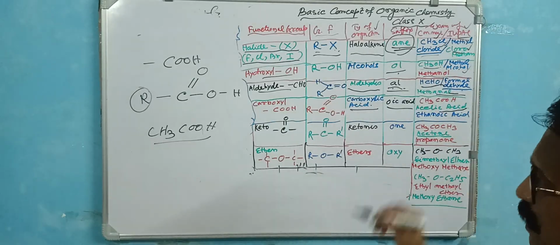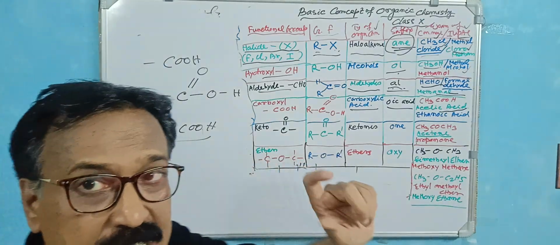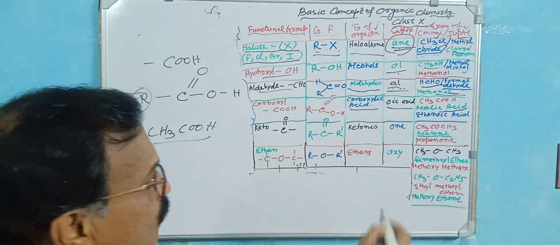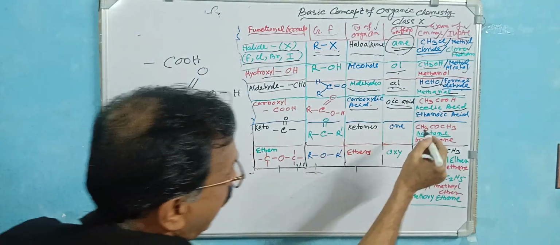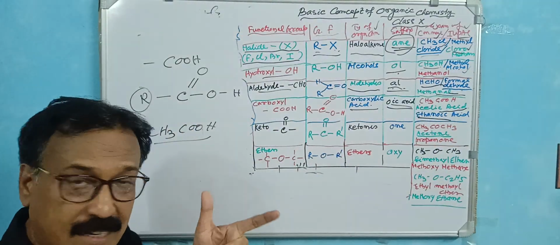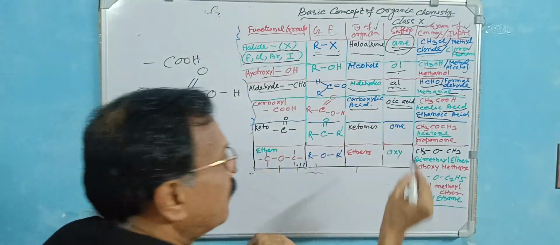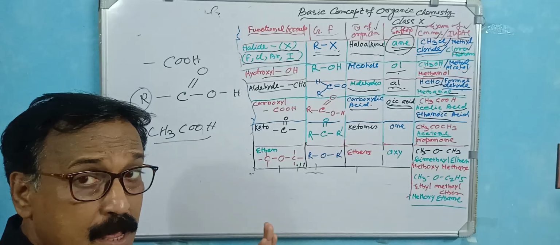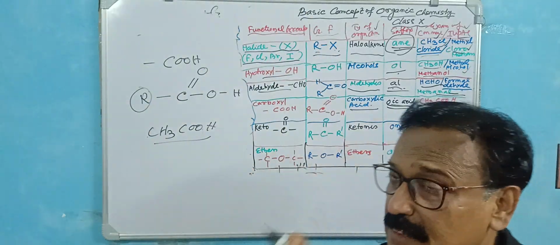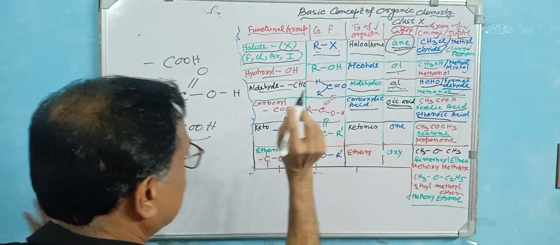But the IUPAC name: two carbons are there, so the origin is ethane. So ethanoic acid. What is this? Oic acid. So you write ethanoic; two carbons are there. Ethane, the origin is ethane. Ethanoic acid is the pronunciation. Is it clear to you? Three carbons are there: propanoic acid. This is the way of pronouncing it. Oic acid. Ethanoic acid. Is it clear to you?